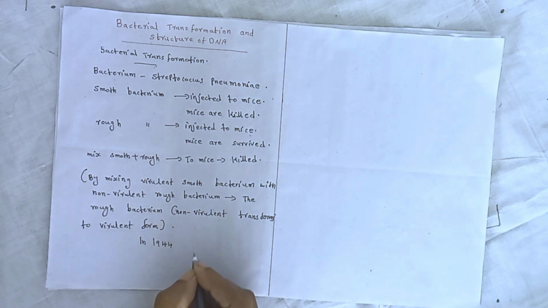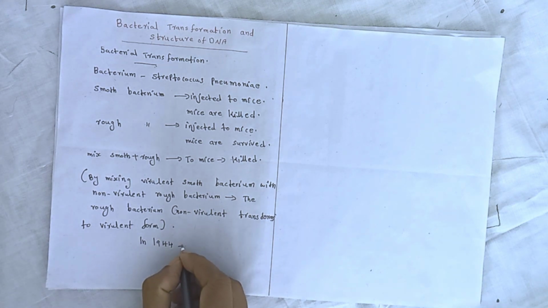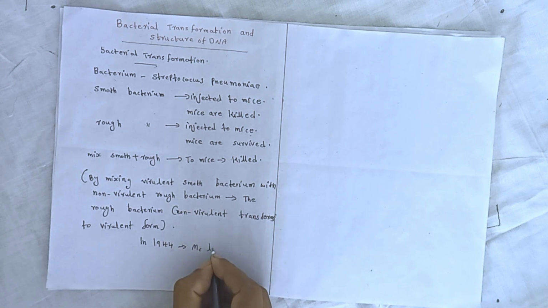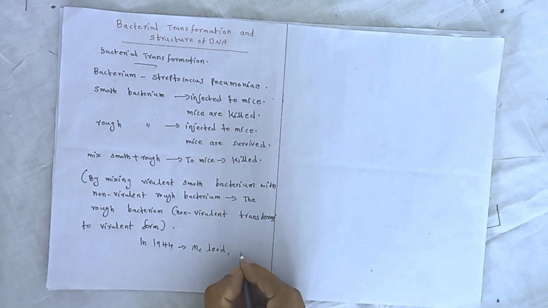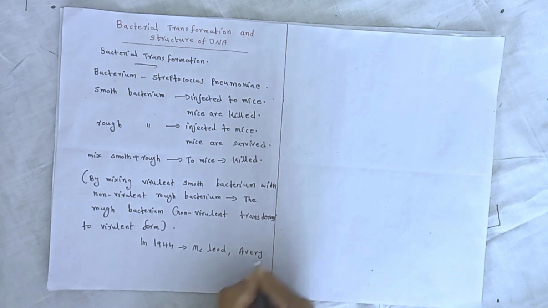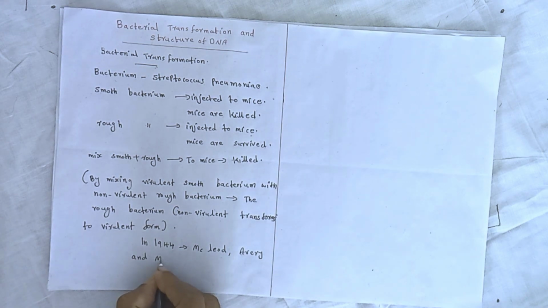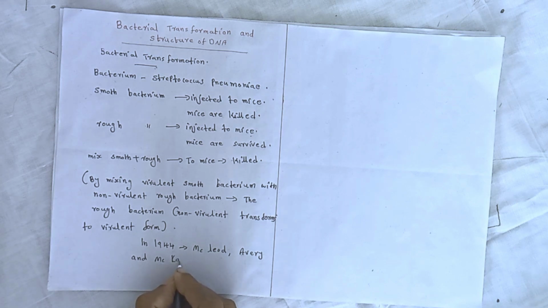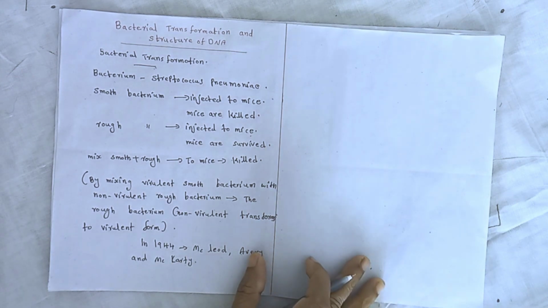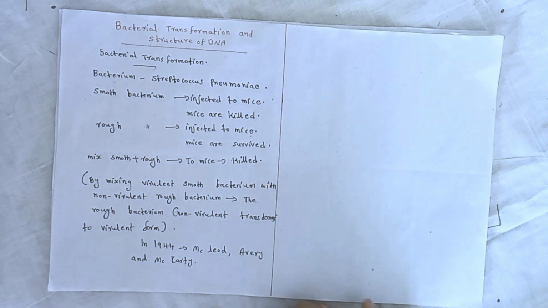In 1944, MacLeod, Avery and McCarthy conducted an experiment. There is another experiment that was conducted in 1944 by three scientists: MacLeod, Avery and McCarthy. They conducted another experiment and proved DNA is the genetic material.